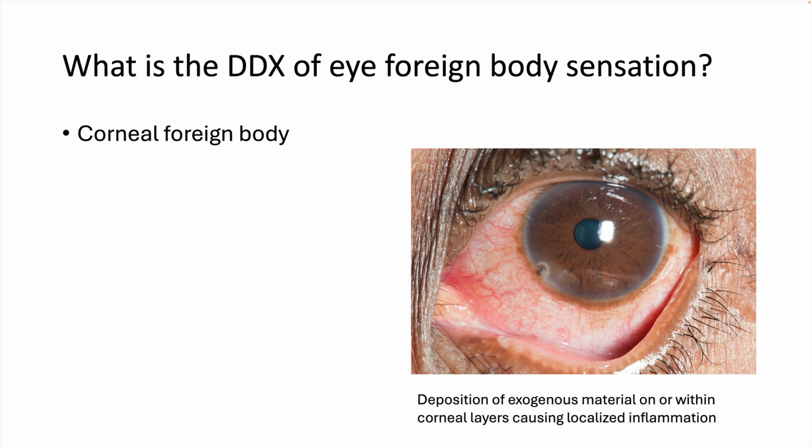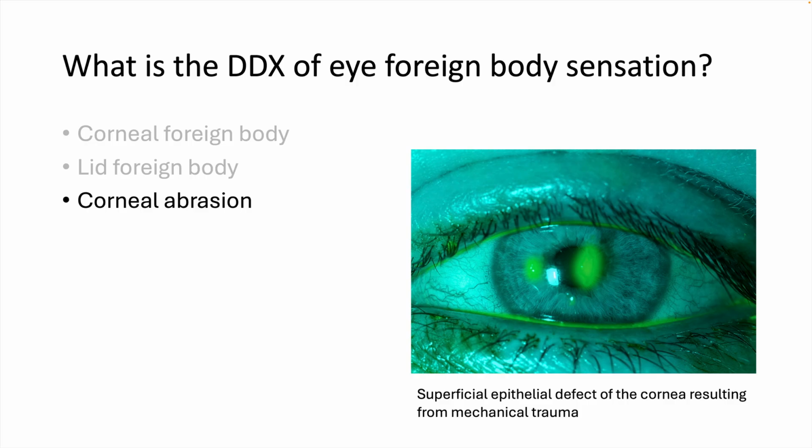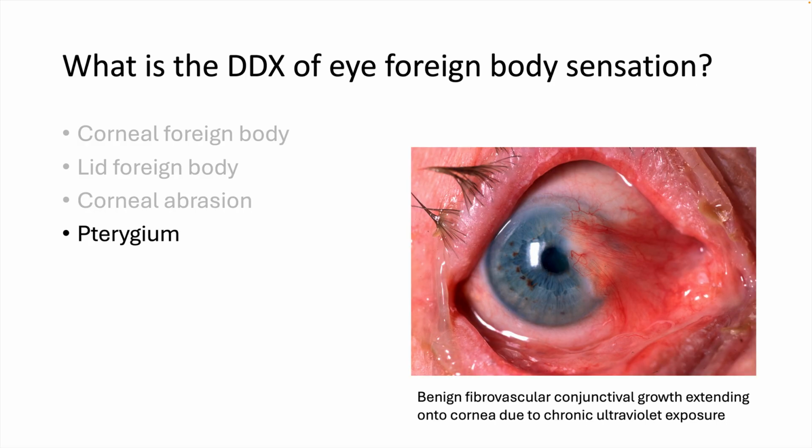A corneal foreign body is defined as the deposition of exogenous material on or within corneal layers causing localized inflammation. An eyelid foreign body is defined as the lodgement of exogenous material in the eyelid margin or tarsal conjunctival surface causing inflammation and irritation. A corneal abrasion is defined as a superficial epithelial defect of the cornea resulting from mechanical trauma or friction. A pterygium is defined as a benign fibrovascular conjunctival growth extending onto the cornea due to chronic ultraviolet exposure, typically from the medial side.